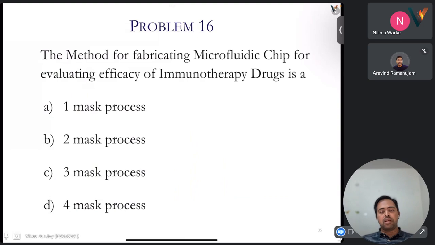The method for fabricating a microfluidic chip for evaluating efficacy of the immunotherapy drug is a 1-mask process, 2-mask process, 3-mask process, or 4-mask process? The microfluidic chip. Is it a 3-mask process, sir? Why?